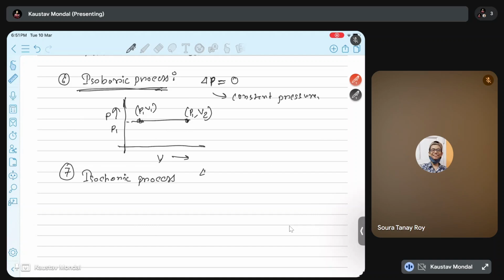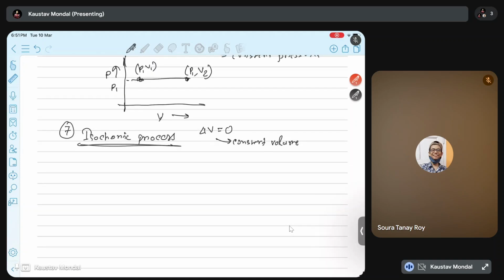Here the volume remains fixed. Delta V is equal to 0. So it is a constant volume process. In that case, you already know how it looks in the PV diagram. So it looks like this. At a constant volume V1, the pressure changes from P1 to P2.